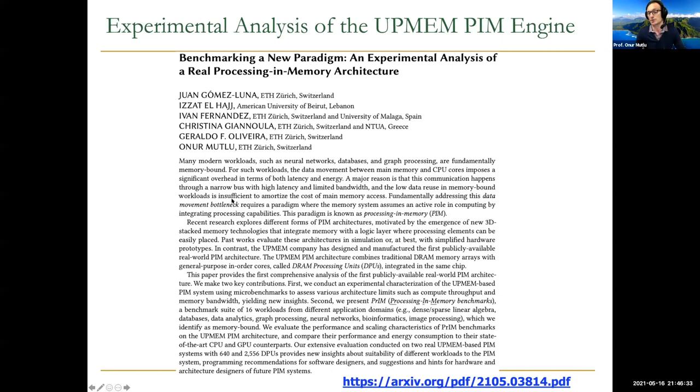But some systems, of course, don't exist. Some of the systems that I mentioned that do bitwise computation in memory, for example, don't exist, at least reliably. So we cannot get real system results out of them.